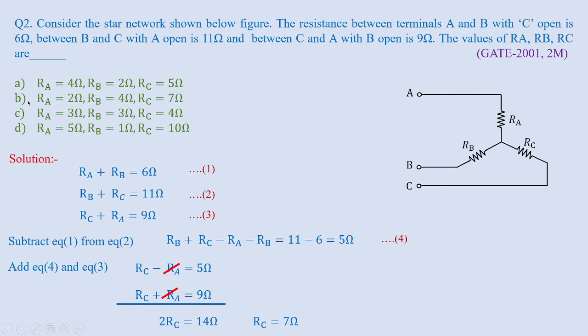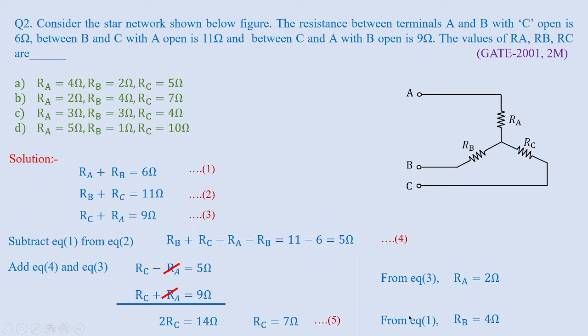Still, if you want to check the further solution, let us frame this Rc equal to 7 ohms as 5. Now we'll substitute this Rc into equation 3, that is Rc plus Ra equal to 9. Therefore Ra would be equivalent to 9 minus 7, which is 2 ohms. So you can see clearly we got option B.